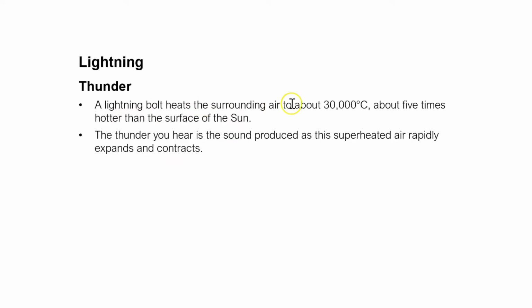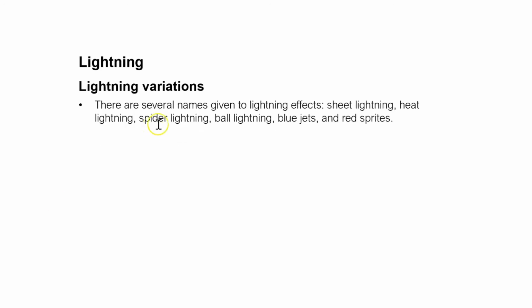The lightning bolt heats the surrounding air to about 30,000 degrees Celsius, which is about 5 times hotter than the surface of the sun. The thunder you hear is the sound produced by the superheated air rapidly expanding and contracting. You get the shock wave, air expanding outward, and as it expands outward, it cools, which causes a vacuum, and it goes the other direction. Those two back-to-back shock waves are what produce the sound we perceive as thunder.